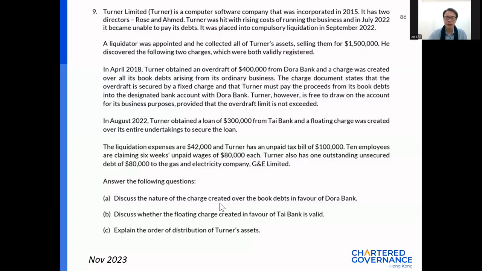The questions are very clearly stated here. Discuss the nature of the charge created over the book debts in favor of Dora Bank. This is the one I talked about in the 3rd paragraph. Is it a fixed charge or floating charge? Discuss whether the floating charge created in favor of Thai Bank is valid. So we have the 4th paragraph, the 300,000 loan. And explain the order of distribution of Turner's assets. You already know there's only 1.5 million remaining. So who gets paid first, you minus how much, and you work down the line one by one to see who gets paid and who, I guess, will not get paid.